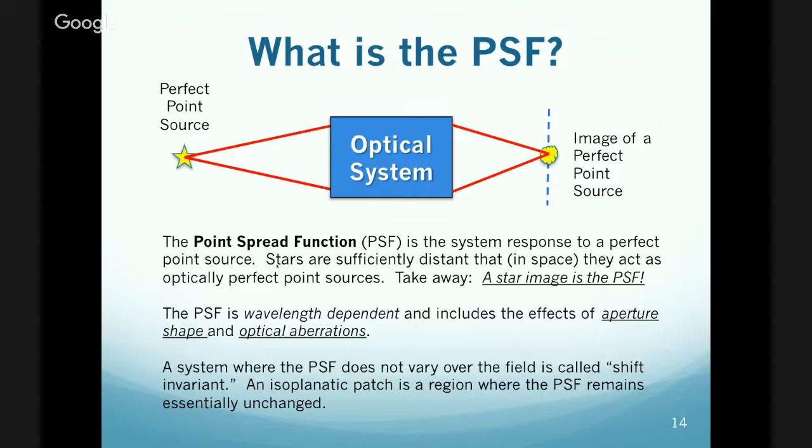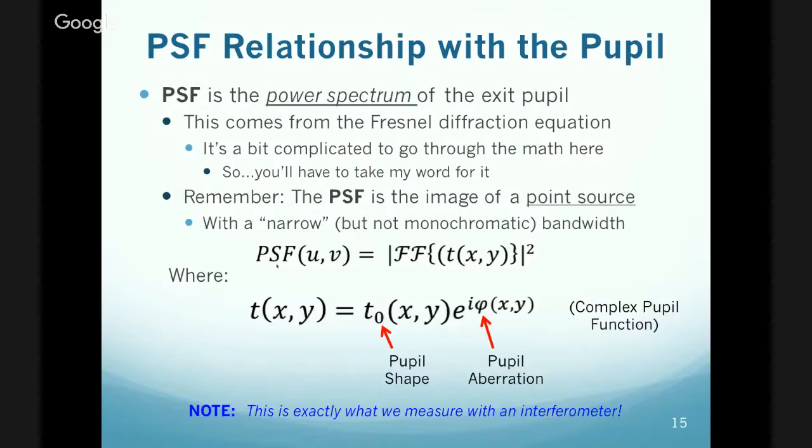How is the PSF related to the pupil? The pupil is the optical system. So be careful here. When I use these optical terms, it's basically the exit pupil of your telescope. The PSF, it turns out, and again, I told you I'm going to gloss over a lot of stuff. I'm just going to tell you the fact here is that the PSF is the power spectrum of the exit pupil. In other words, the power spectrum, this comes from the Fresnel diffraction equation, by the way.